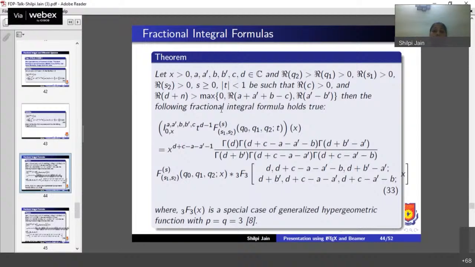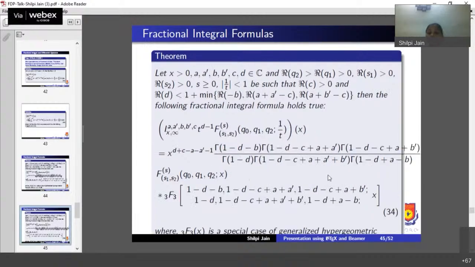fractional integral formula holds true, which is given by equation number 33, where 3F3(x) is a special case of the generalized hypergeometric function with p equal to q equal to 3 in equation number 8, which we already discussed, and it gives the result in equation number 33 if we put p equal to q equal to 3.